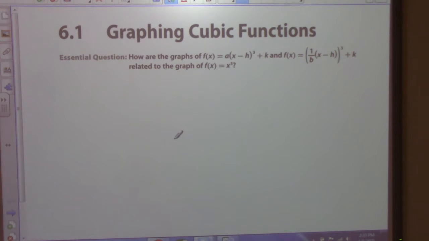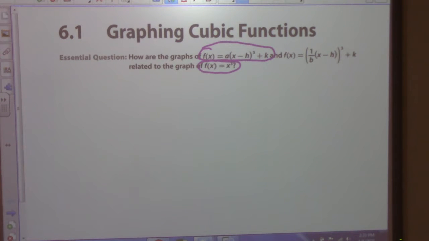Graphing cubic functions is where we're starting today, and so we're going to spend some time at the beginning of class just going over some things, and I hope it's going to be somewhat familiar to you as we go along. So the essential question: how are the graphs of f of x equals a times quantity x minus h squared plus k related to the graph of f of x equals x cubed?